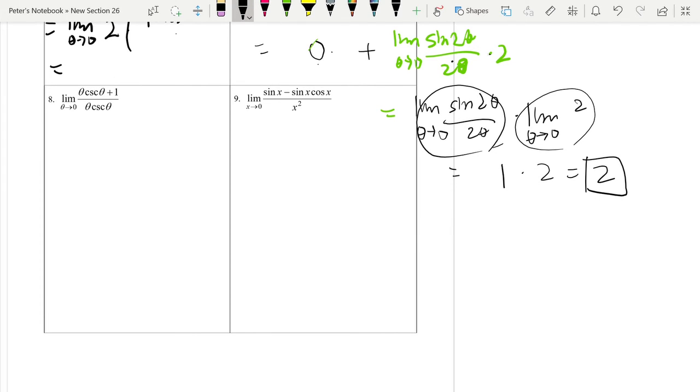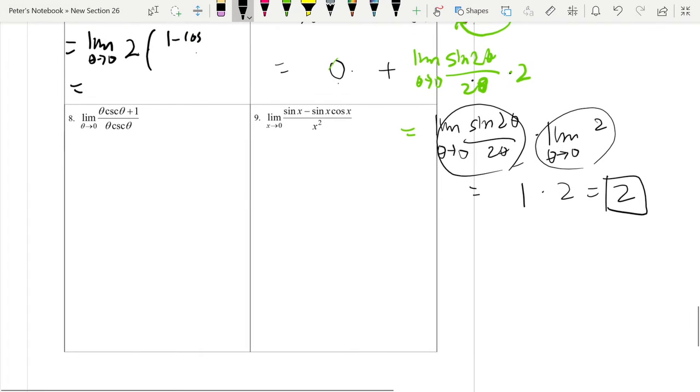Number 8. Limit of theta times cosecant theta plus 1 over theta cosecant theta. So first of all, we need to know that cosecant of theta is actually equal to 1 over sine theta, right? It's a reciprocal of sine. So all we are saying is we basically have, you can rewrite that as theta over sine theta plus 1, and this is also theta over sine theta. I'm not going to go over the whole thing again, but when you substitute for 0 again, you are going to get something that looks like 0 over 0.